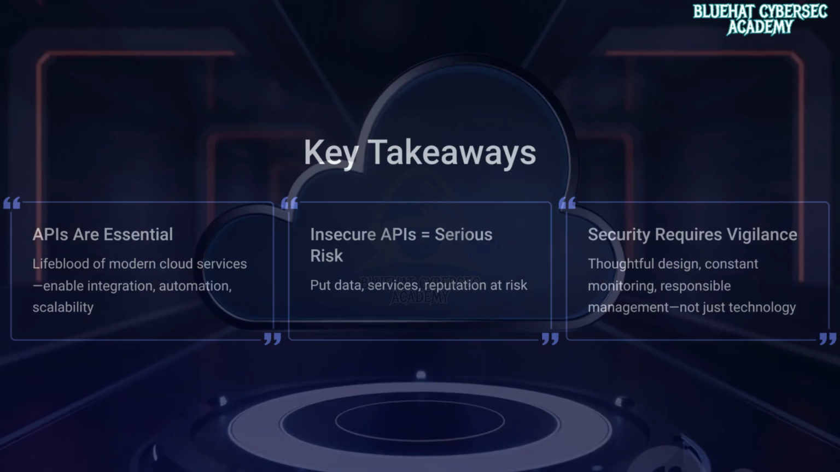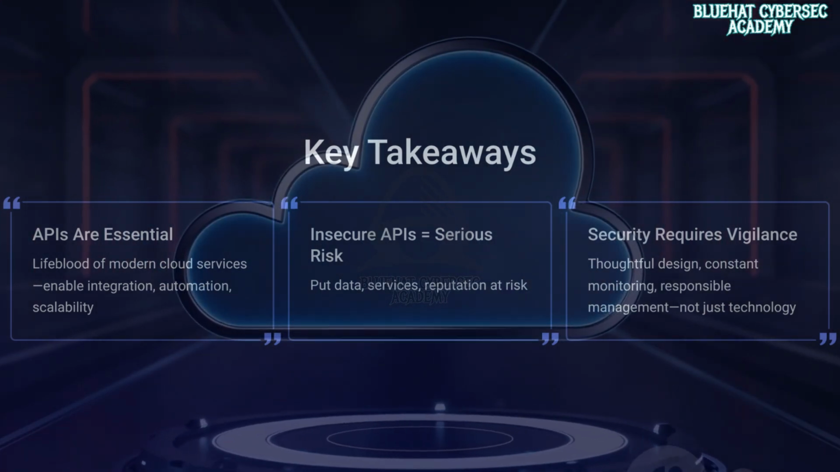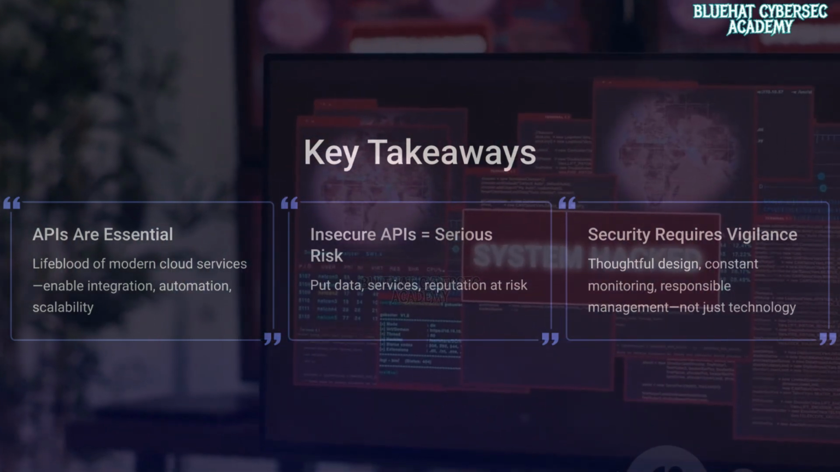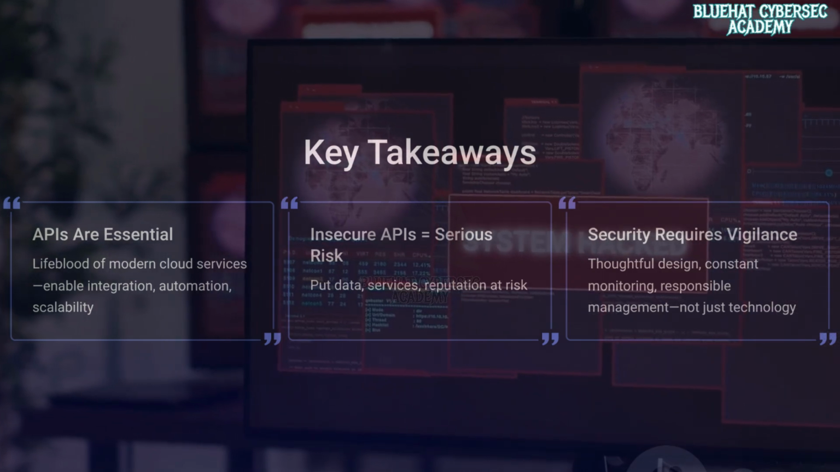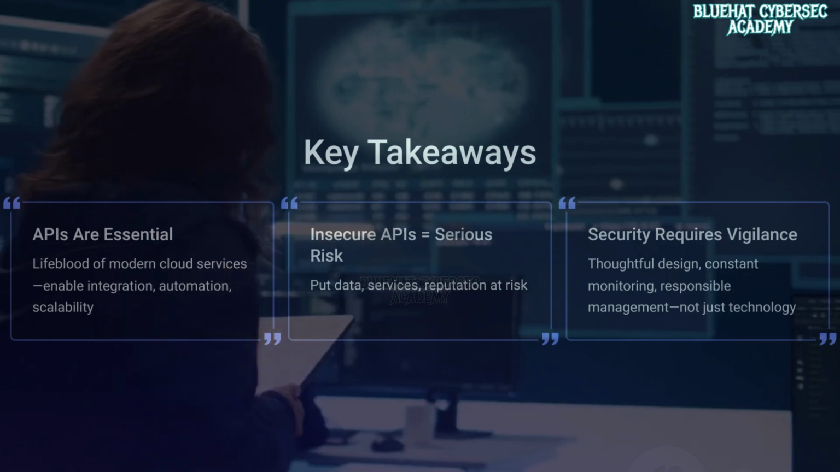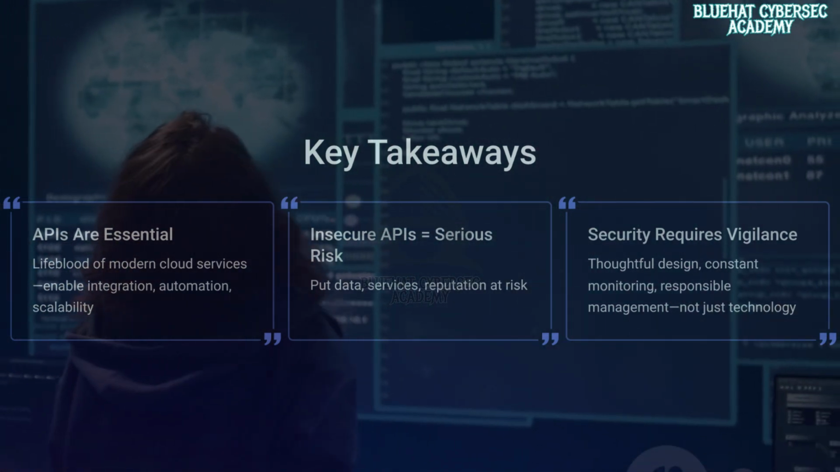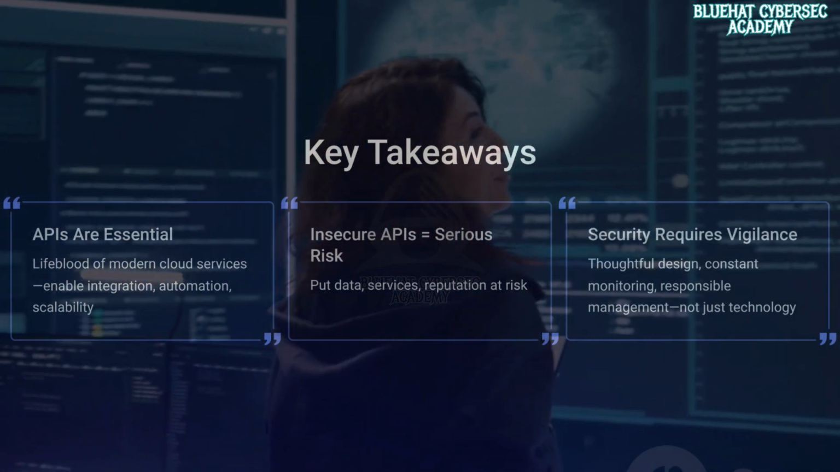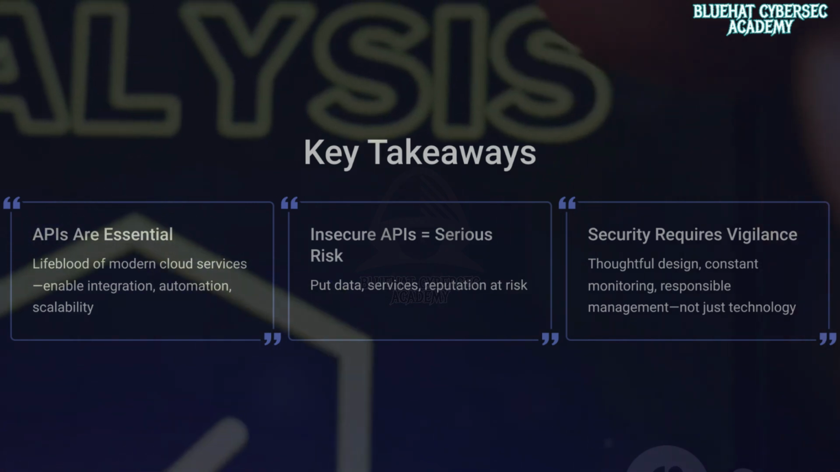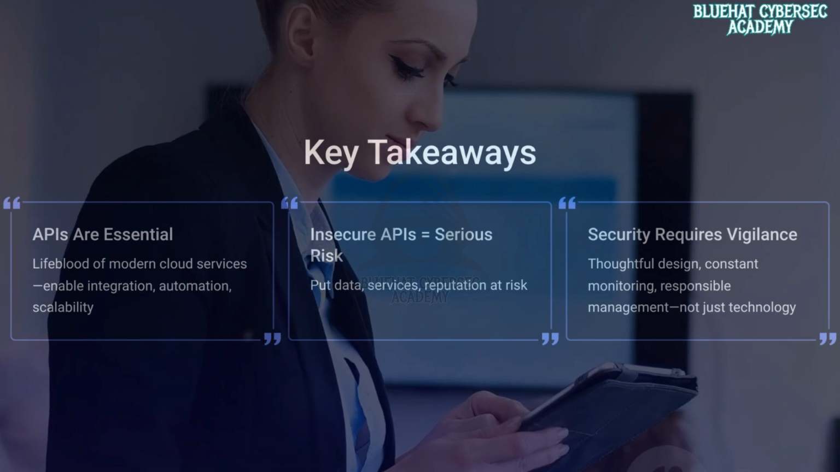So, there you have it. Cloud APIs are the lifeblood of modern cloud services. They enable integration, automation, and scalability. But insecure or misused APIs can put your data, services, and reputation at serious risk. By understanding the causes, risks, and prevention strategies of cloud API misuse, you can keep your cloud environment safe. And remember, securing an API isn't just about technology. It's about thoughtful design, constant monitoring, and responsible management.